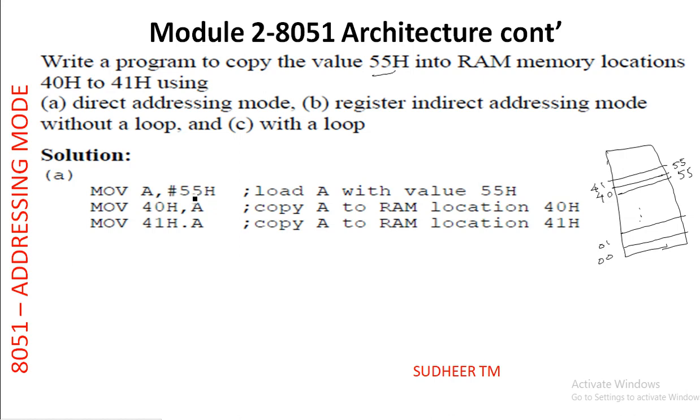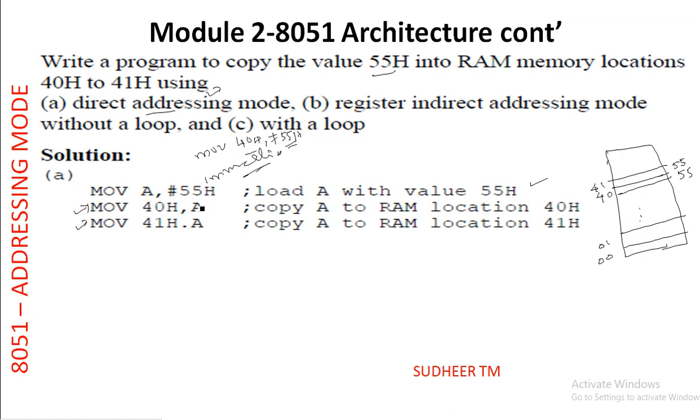MOV A, #55. So first we loaded the data 55 into the accumulator. Load accumulator with 55. Now MOV 40h, A, copy A into RAM location. This is direct addressing mode. Even if we write MOV 40h, #55h, 55 would come into 40, but here it is mentioned we need to copy to 40 using direct addressing mode. If you use the hash sign, it will be immediate addressing mode. That is why we use this instruction.